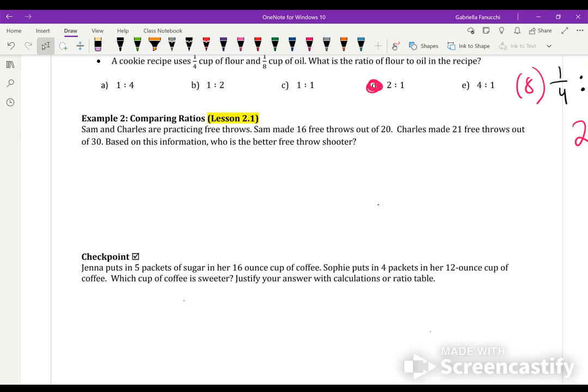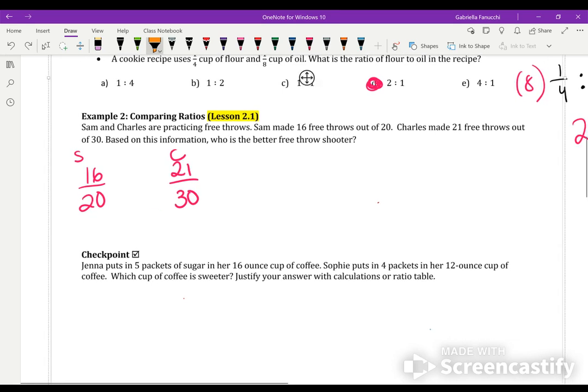If we first look at our ratios, let's go ahead and set them up. So for Sam, he was 16 to 20. And then Charles was 21 to 30. Well, this is actually hard to compare because when you're comparing, you really want to look at the denominators. But since our denominators are different, it is hard to see which one is actually better. So let's go ahead and make a table.